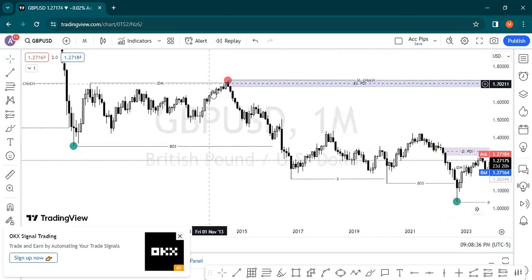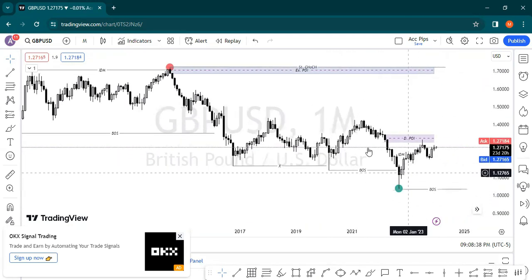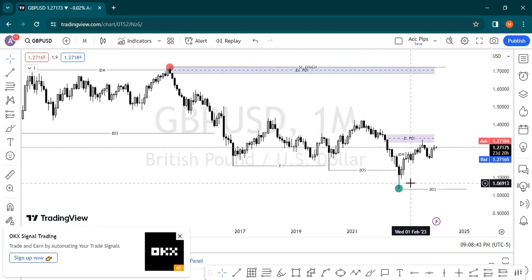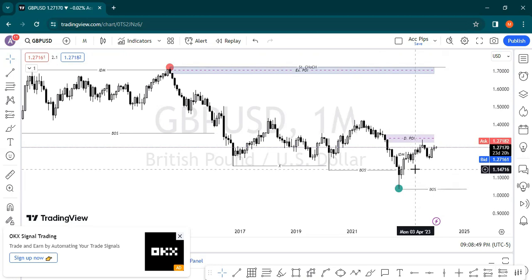As you can see, we are still very bearish, because we are breaking structure. The last structure we break was towards the down. Okay, so we are still in a downtrend on the monthly time frame on GU.